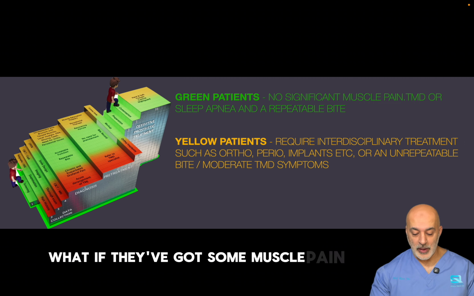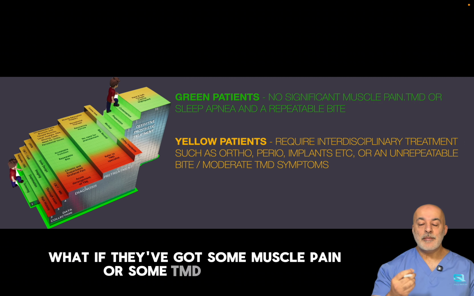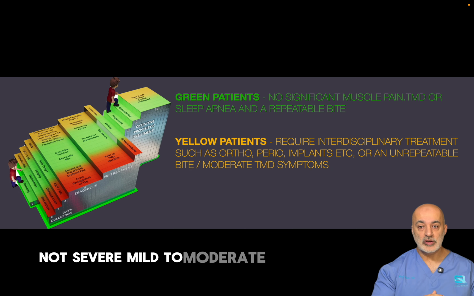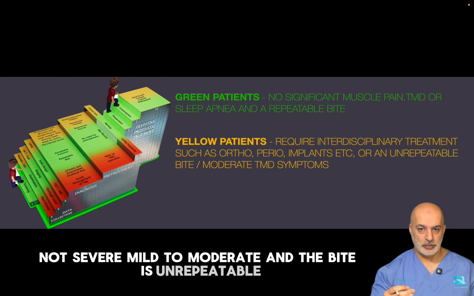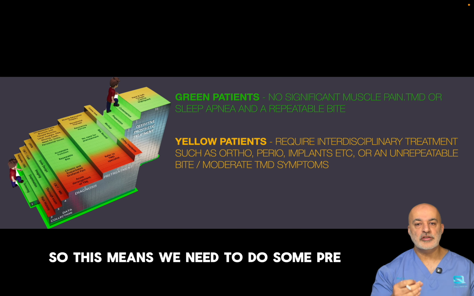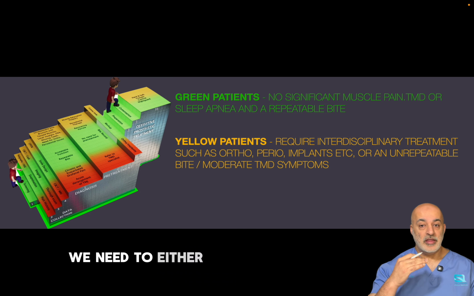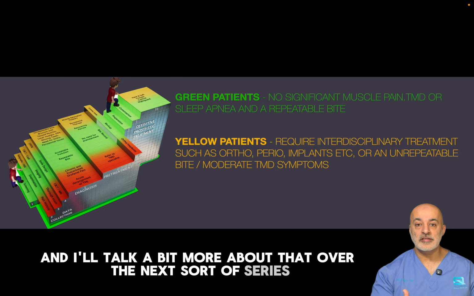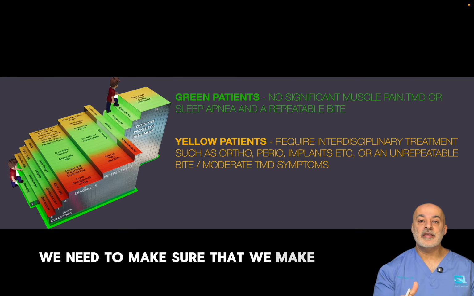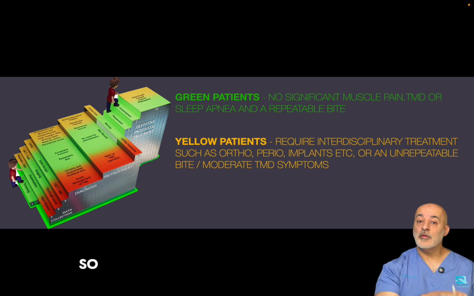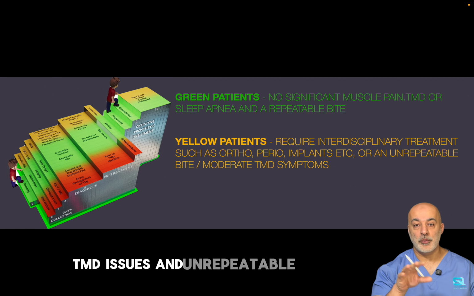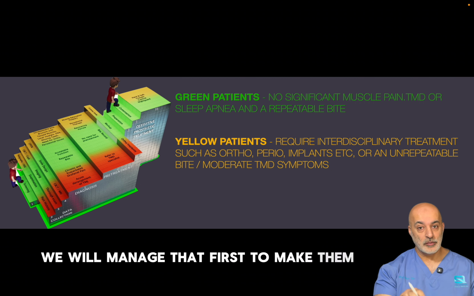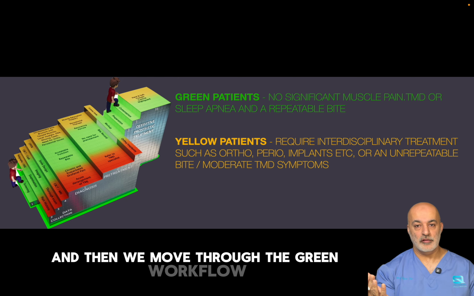What if they've got some muscle pain or some TMD symptoms? And these are sort of mild to moderate, not severe, mild to moderate, and the bite is unrepeatable. So this means we need to do some pre-treatment. We need to either do some splint therapy, get some physiotherapy, and I'll talk a bit more about that over the next sort of series. We need to make sure that we make them a green patient. So if they do have muscle pain, TMD issues, and unrepeatable bite, we will manage that first to make them a green patient, and then we move through the green workflow.